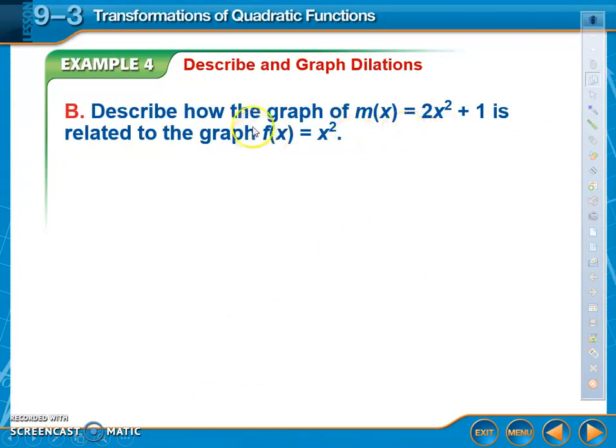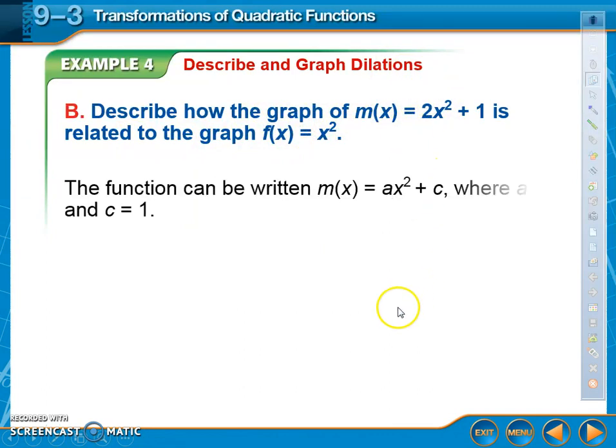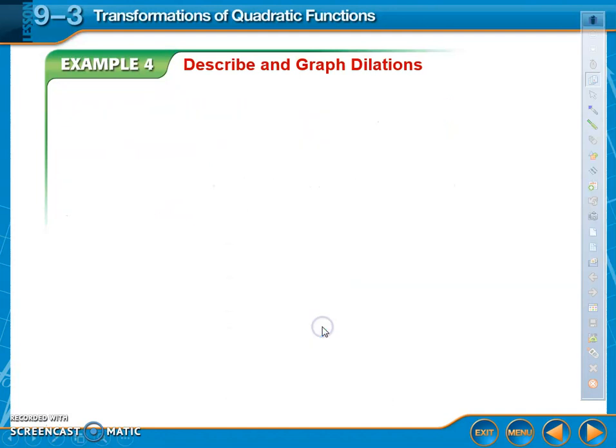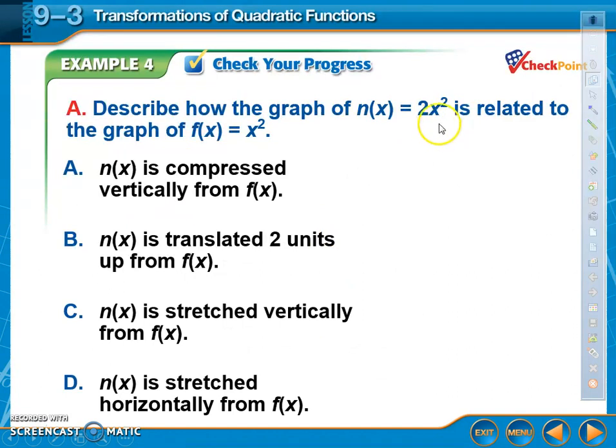All right, so right here, how does this graph relate to this one? Well, the 2 tells me that it's stretched vertically, and it's moved up 1. So there's all kinds of movement that we can do with these things. How does 2x squared relate to x squared? Well, it's going to be stretched vertically.